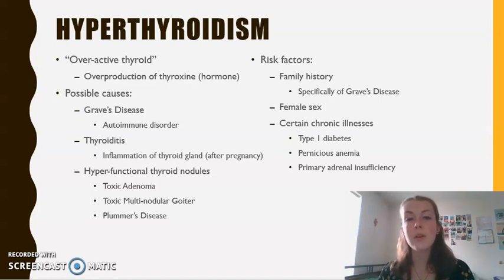We also have thyroiditis, which is inflammation of the thyroid gland, common after pregnancy and the birthing process. And there's also hyperfunctional thyroid nodules that could be present, causing the overproduction of hormone. Risk factors: family history, specifically of Graves' disease, being female, and also certain chronic illnesses can put you at risk of developing hyperthyroidism.